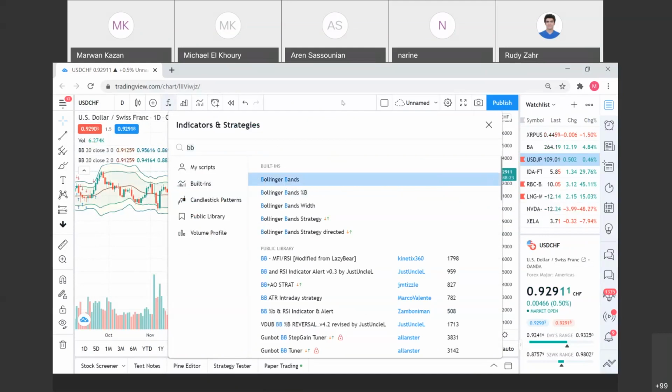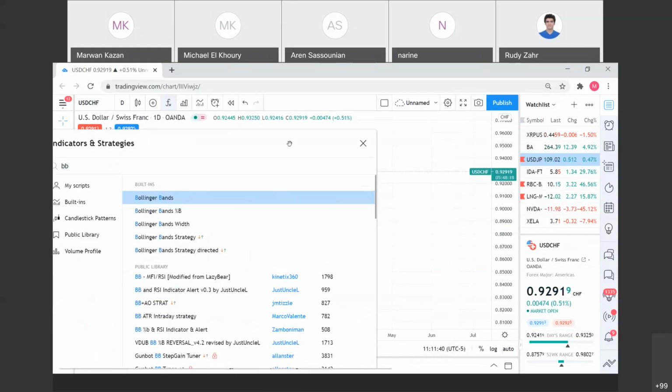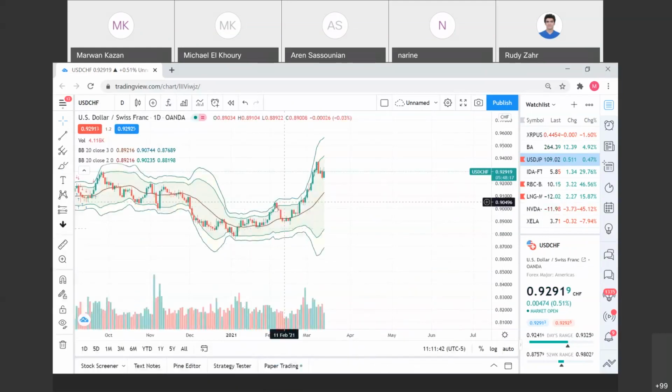Exactly, the outliers will be outside. Look, this is the standard deviation of 2. This is the standard deviation of 3. As you see, with the deviation of 3, it's very hard for the price to break because it's only 0.03%. So, guys, I think you own the market with this one. Okay, you own the market.